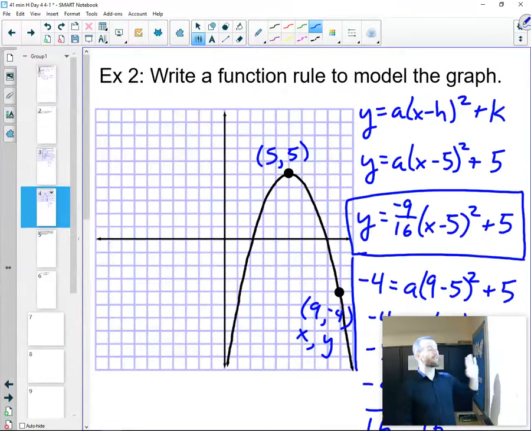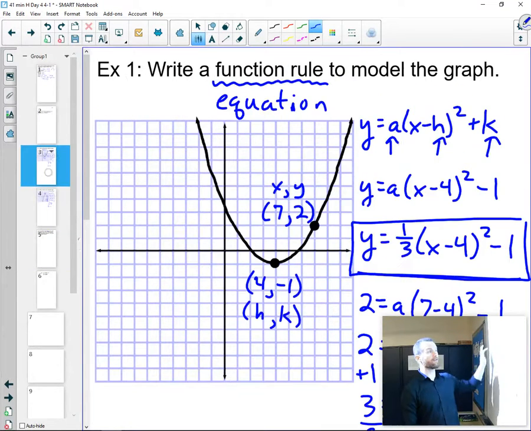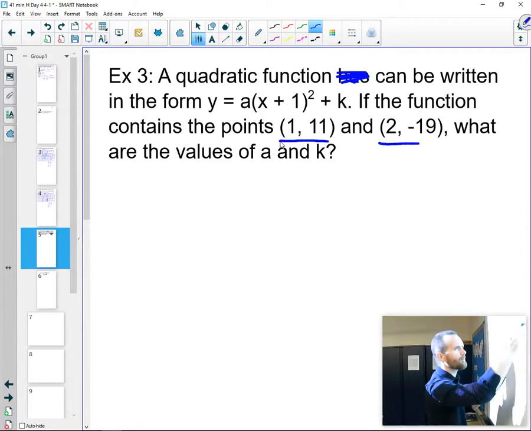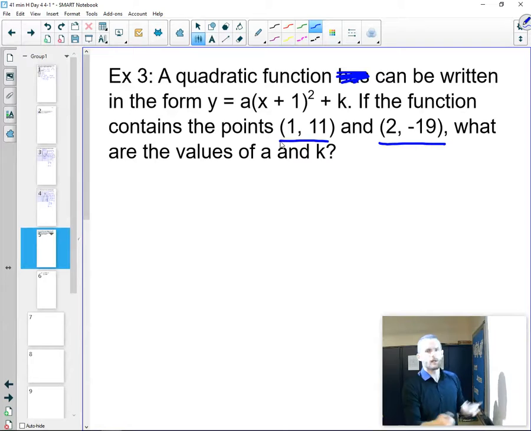In the last two examples, they gave us the vertex. We had (5, 5) for the vertex and (4, negative 1) for the vertex. But here, they're not telling us what the vertex is, which is going to make our lives a little bit more difficult. But let's remember the key skill we were talking about earlier. Anytime we see an ordered pair, we got to think, oh, that's just an x and y we can substitute in. So let's do that.